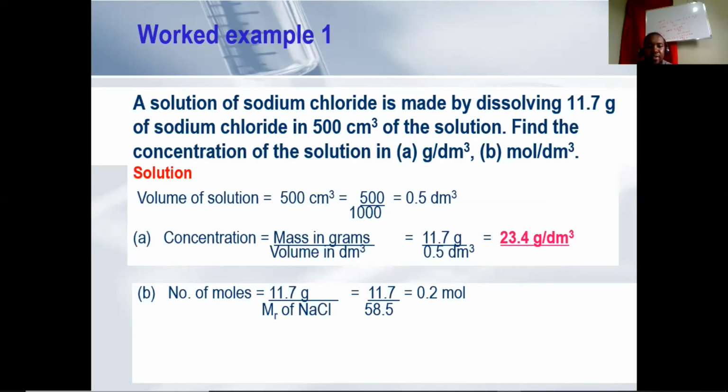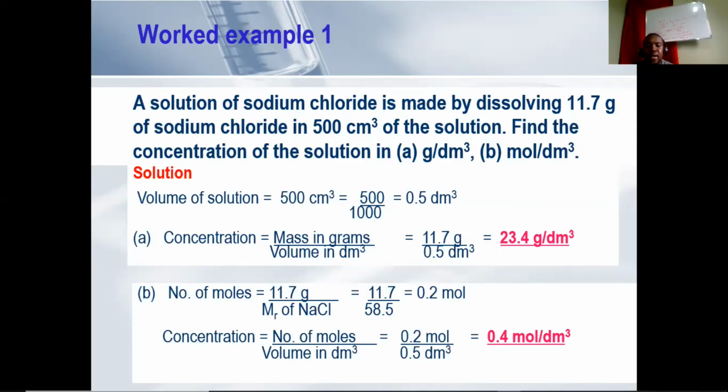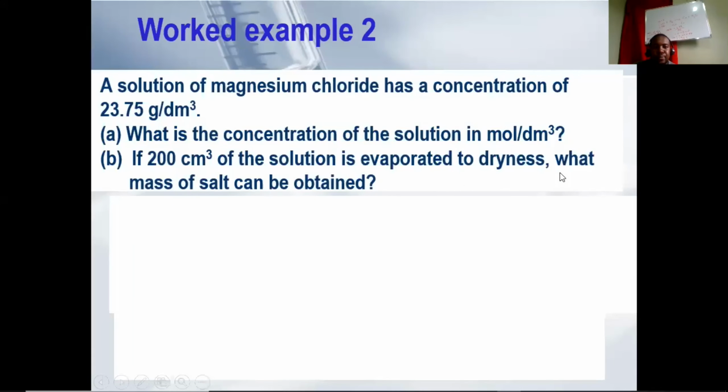Right, so now that we have the mole, we can divide it by the given volume of the solution, which is 0.5 dm cube, and we get 0.4 mole per dm cube. All right, so is that clear on those two calculations? All right, so let's look at another example.